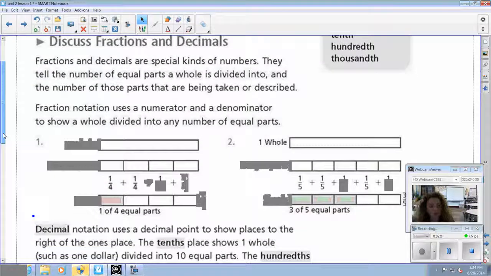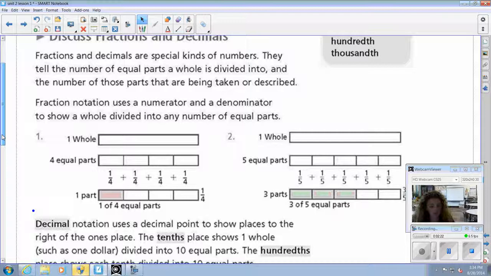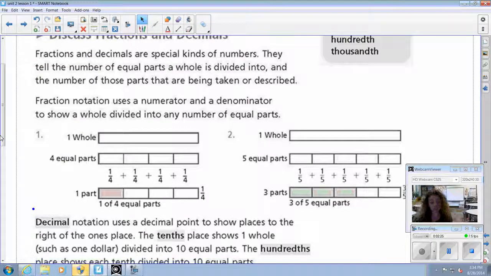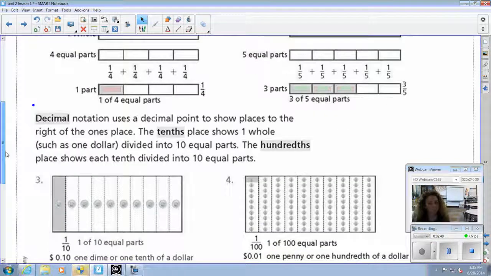So for example, in fraction notation, we use a numerator and denominator to show how far we've divided them apart, right? 1/4 means that we have 4 pieces and we have one of those 4 pieces. Or 5 equal parts, right? We have 3 here, so 3 of those 5 equal parts. But a decimal shows place value to the right side, to the right side of the ones.